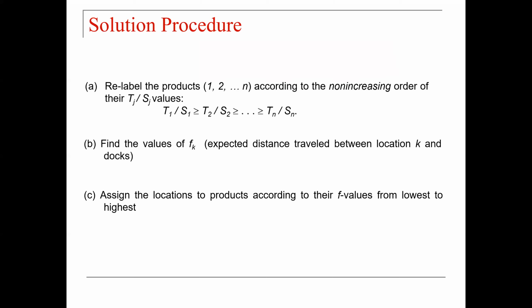So we relabel the products 1 up to n according to the non-increasing order of their Tj by Sj values. So we look at this ratio for each one of the products and we organize those in non-increasing order. Then find the value of Fk, which is the expected distance traveled between location k and the docks. And then part C is assign the locations to products according to their F values from lowest to highest.